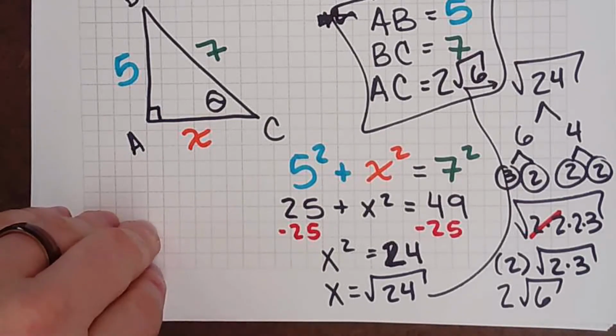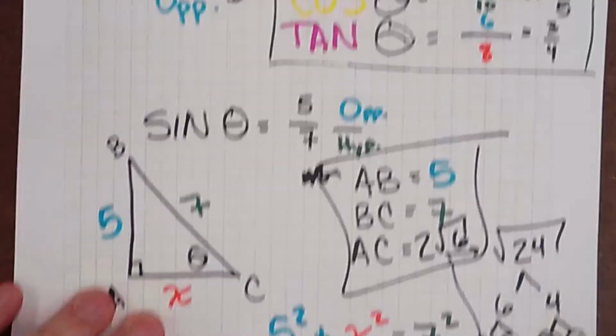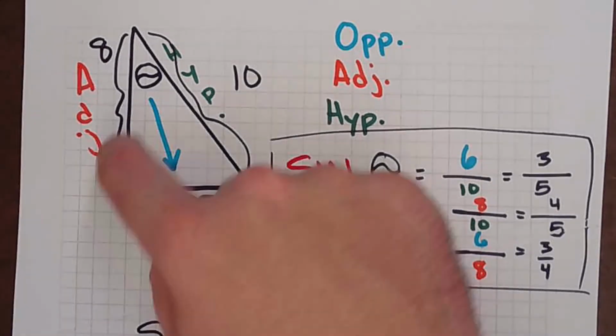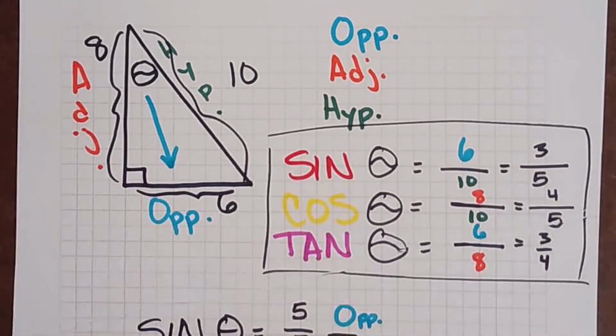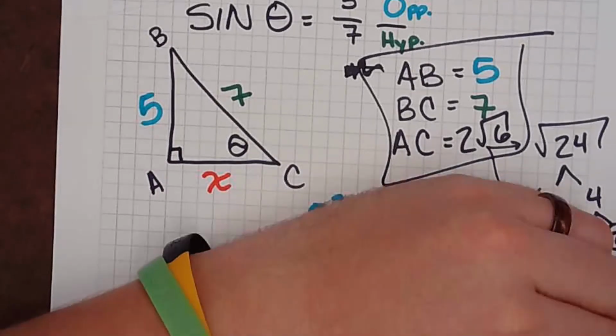So there you go. Let's try another one of these. We're going to start at the top, just like before. You're going to identify the sides. Then you're going to tell me this. And then I'm going to give you one of these. So let's do another one.